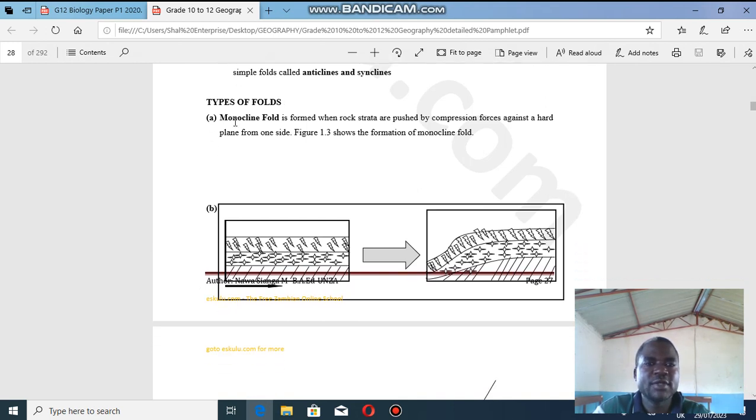So types of folds, we have the monocline fold. Mono means one, so it is formed when the rock strata are pushed by compression forces against a hard plane from one side. This figure shows the formation of a monocline fold. As you can see, the compression is more like you are pushing a hose pipe which is laying horizontally on one end. It will tend to fold. So there is a fold here. This is what happens over time.